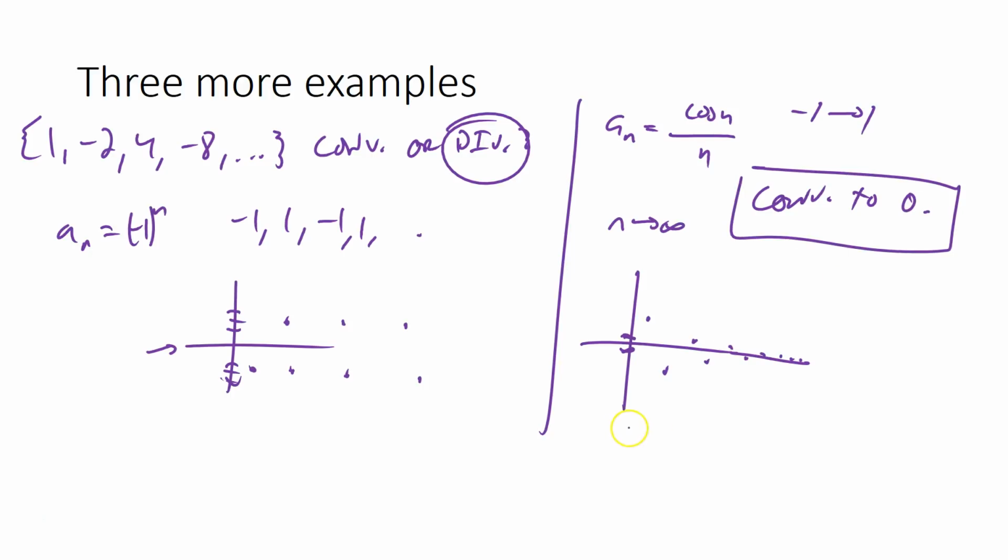Now if you wanted to actually prove this, remember the sandwich theorem? -1 over n is less than or equal to cosine n over n, less than or equal to 1 over n, right? Because the biggest cosine can be is 1, the smallest cosine can be is -1, so it's got to be sandwiched in there. Well, this turns into 0. This turns into 0. Therefore, this must also turn into 0 by the sandwich theorem or squeeze theorem.